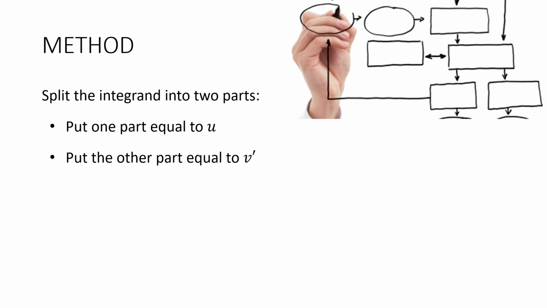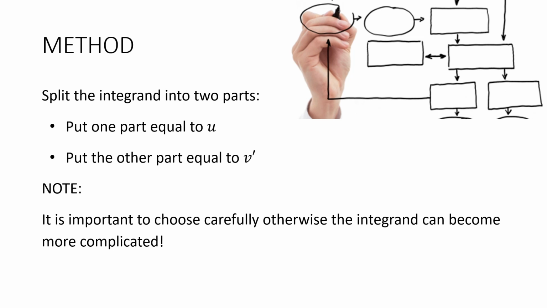So here's the method. We split the integrand into two parts. One part's going to be equal to u, and we will differentiate it. The other part's going to be equal to v dashed, and we'll integrate it. It's really important to choose carefully, otherwise you end up making the integrand more complicated.